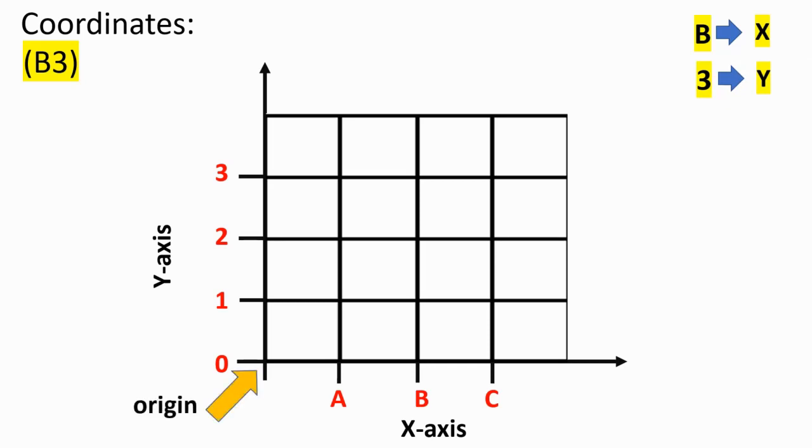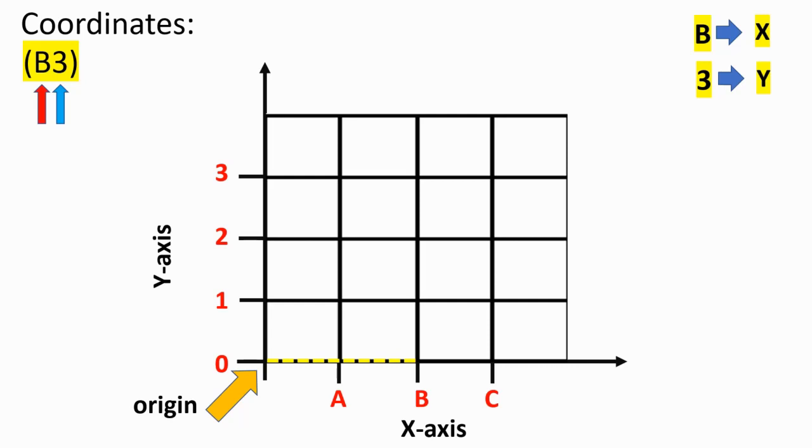This is our origin. We always go to the right first from the origin to see where our x-coordinate is on the x-axis. Our x-coordinate is B and it lies here on the x-axis. Our second coordinate is 3, and the second coordinate or number is always going to be the y-coordinate.